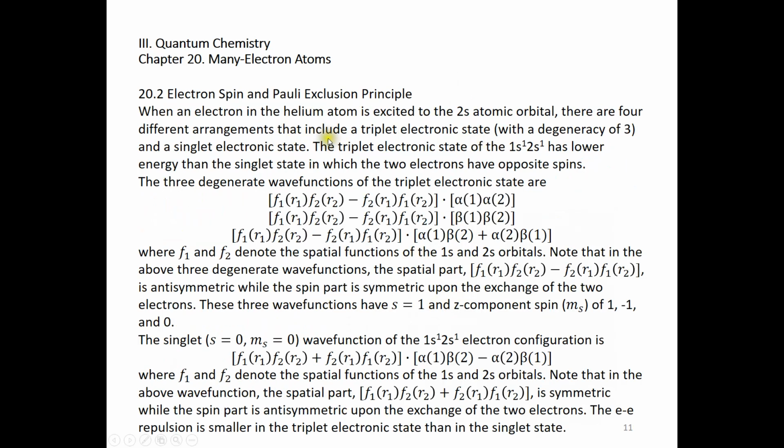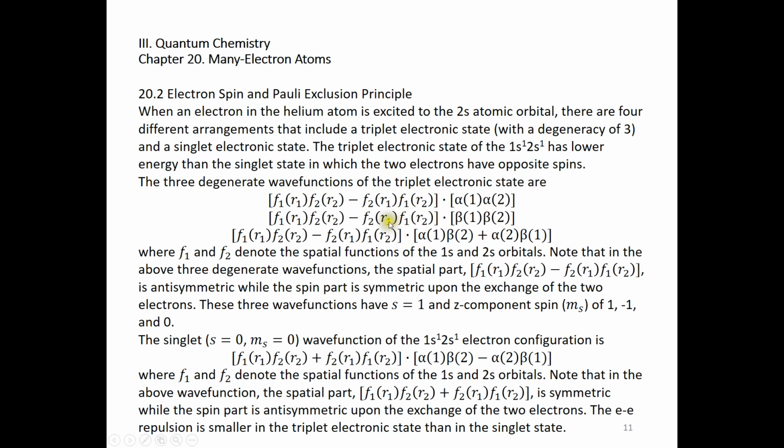Now let's look at the excited helium atom in detail. When an electron is excited to the 2s orbital, there are 4 different arrangements that include a triplet electronic state with a degeneracy of 3 and a singlet electronic state. The triplet electronic state of this 1s1, 2s1 electron configuration has lower energy, because in the triplet state, the two electrons may have the same spin. We have 3 functions over here.